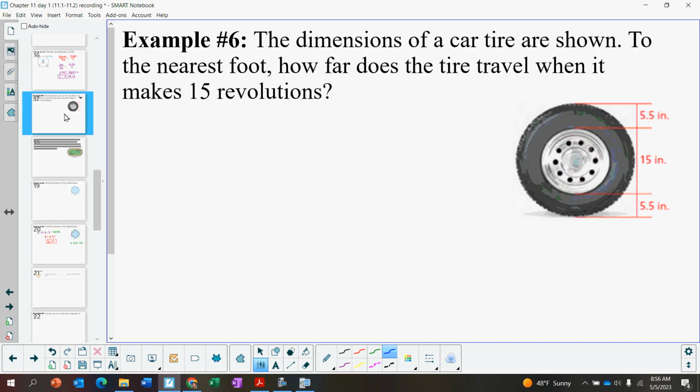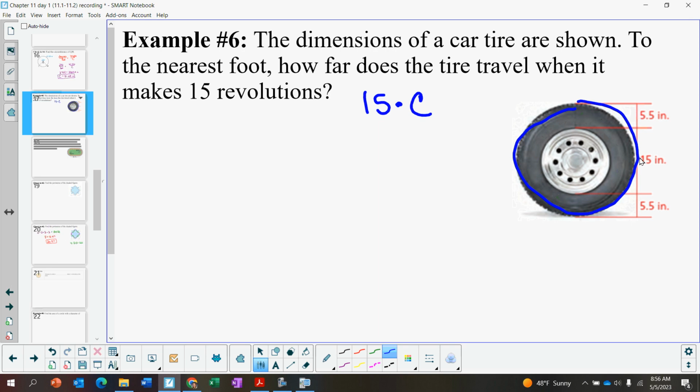All right, in example 6, we have the dimensions of a car tire are shown. To the nearest foot, how far does the tire travel when it makes 15 revolutions? So one full revolution would be the perimeter or circumference of the circle. So I'm really looking for 15 times the circumference. So let's find the circumference first.